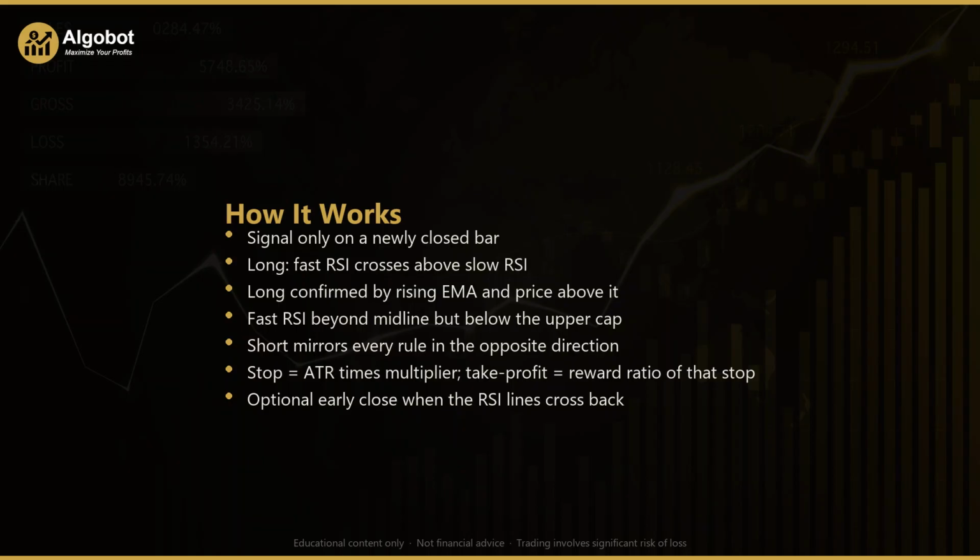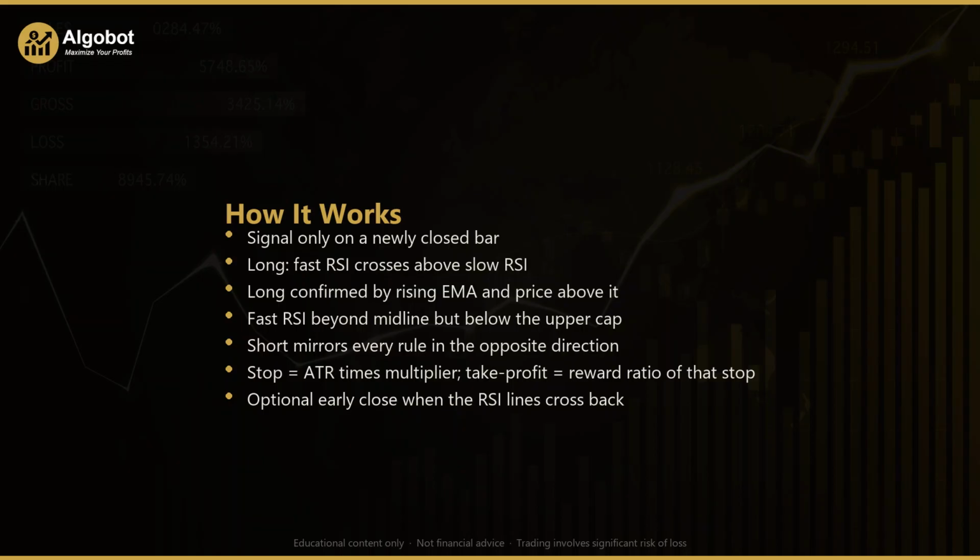Once a valid setup appears, the strategy checks that the spread isn't too wide, then it sizes its risk using the ATR. The stop loss is placed a fixed number of ATRs away from entry, set by the multiplier, which defaults to 1.6. The take profit is then placed at a reward ratio multiple of that stop distance, defaulting to 1.7 times the risk. So if the stop is a certain distance away, the target sits farther away in the reward direction. The strategy holds only one position at a time and never stacks new entries on top of an open trade.